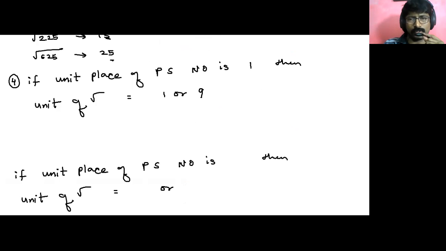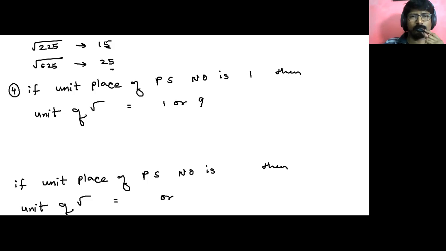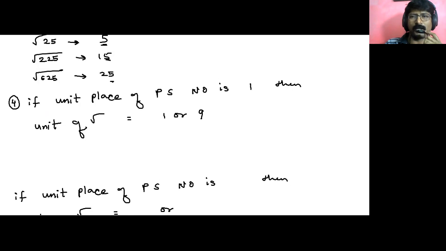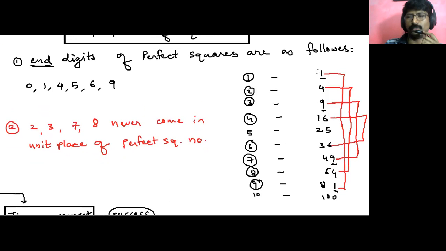Now I'll come back to this sentence. I hope you finished writing property number 4. If the unit place of a perfect square number is 1, then the unit of the square root could be 1 or 9. I just now showed you, isn't it? If the unit place of a perfect square number is 1, like 81, their square root lies over here. Either it could be 1 or 9, isn't it?